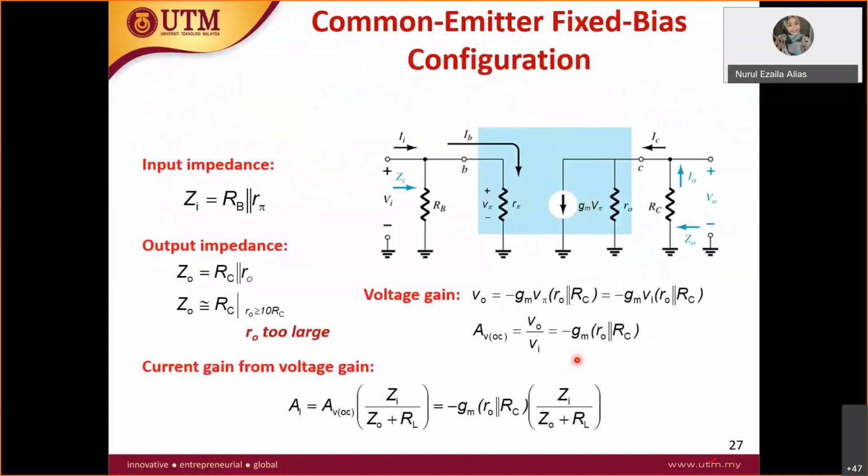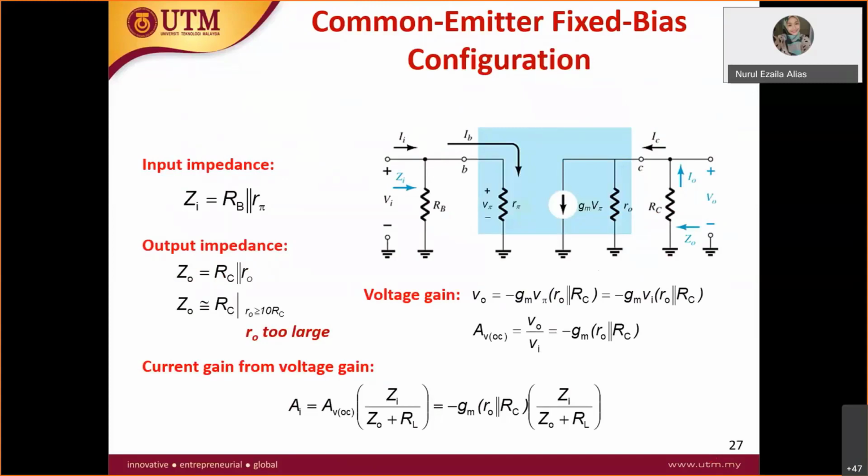So let's take a look at what else. We have done the input impedance, the output impedance, and the voltage gain. Next is the current gain. Let's take a look at the current gain. How is this equation derived for the current gain?